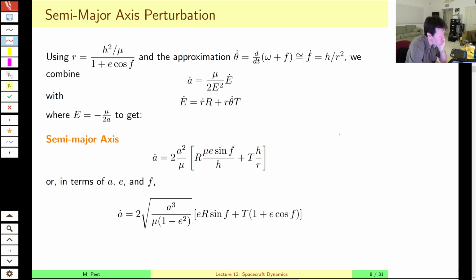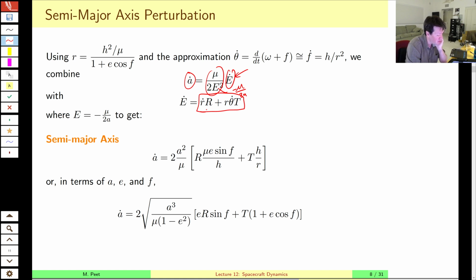Okay, so now we've got an expression for E dot, and we've got an expression for H dot, although we won't use it in this slide. So now we are possibly ready to find an expression for A dot. Remember, A dot is this term here. Well, this is easy too. This is negative mu over 2a, so the magnitude is just mu over 2a. This, however, is slightly more complicated. It's given right here.